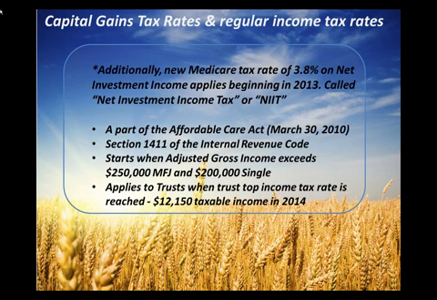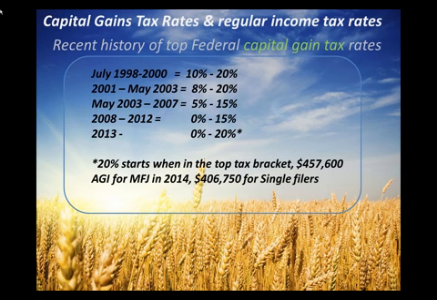It starts when adjusted gross income exceeds $250,000 for married filing joint or $200,000 for single. So relatively quickly, that tax applies, and it applies to trusts when the trust top income tax rate is reached, which is $12,150 of taxable income in 2014. So a trust can pay this 3.8% tax on investment income very, very quickly.